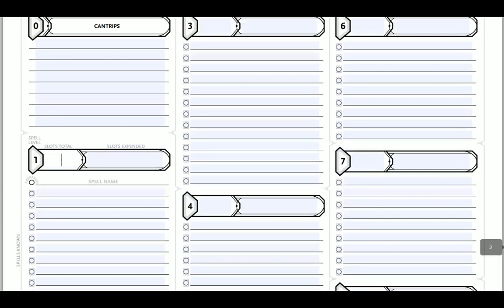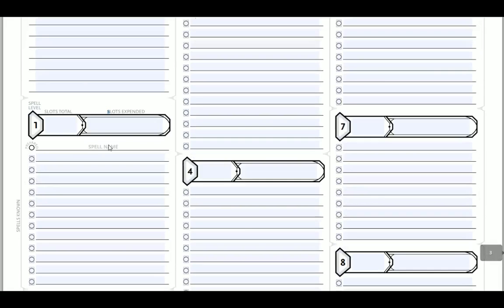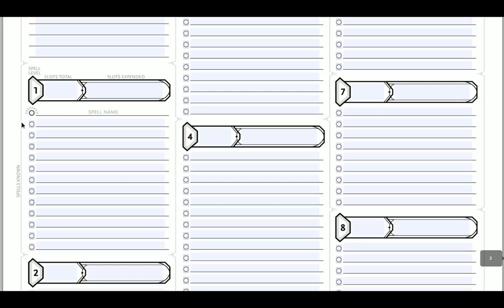And as you can see here, you have your spell slot totals and how many you've expended for the day. You type in your spells. Now, do be aware that for a wizard, this spell list is really small. Also for clerics and druids, and paladins, I guess, this spell list is also pretty small.